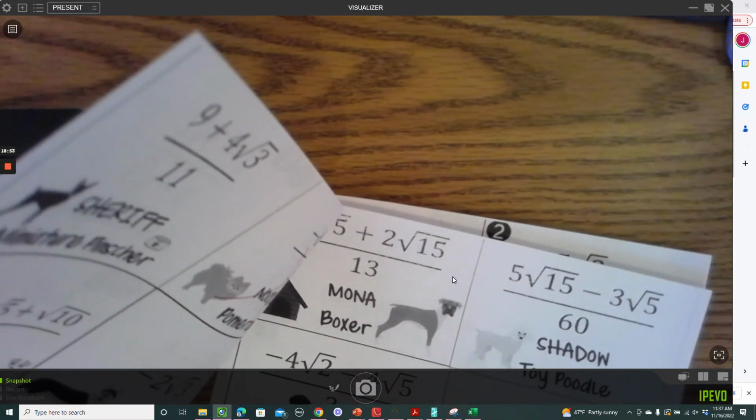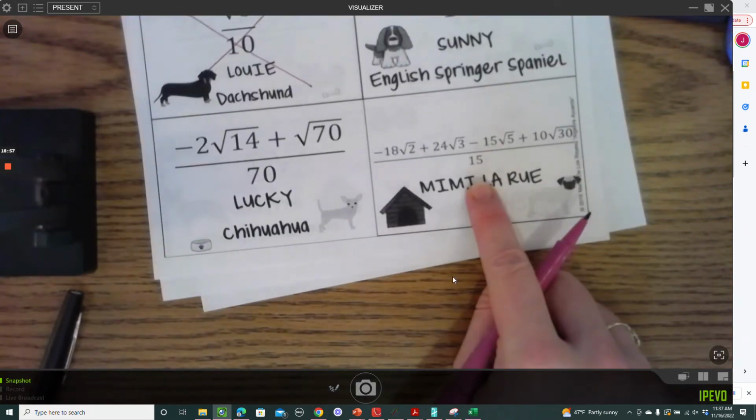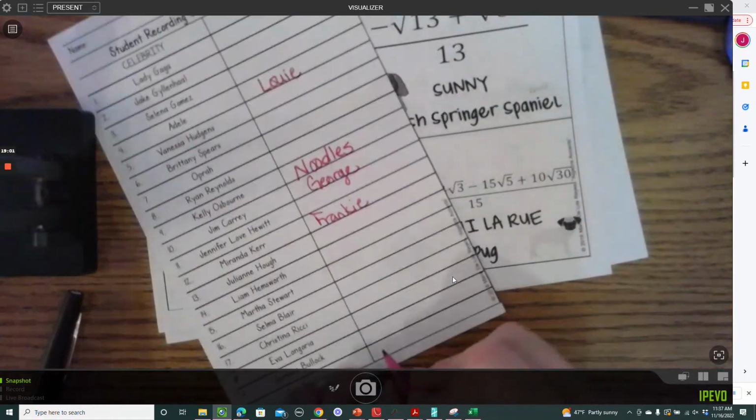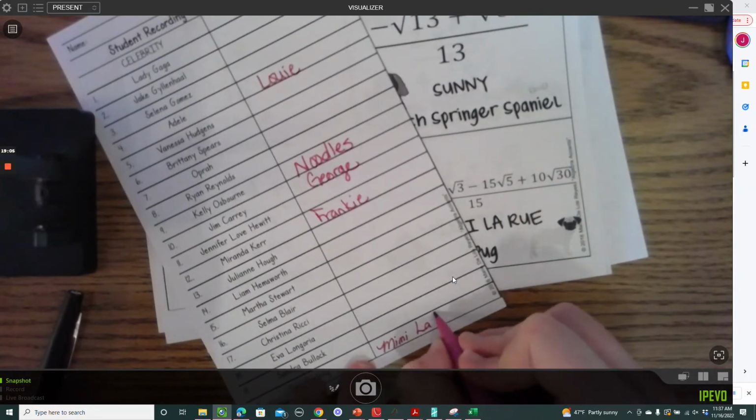So again, typically if you can look and kind of match up the bottom number, that gives you a starting place. So 20 is Mimi LaRue.